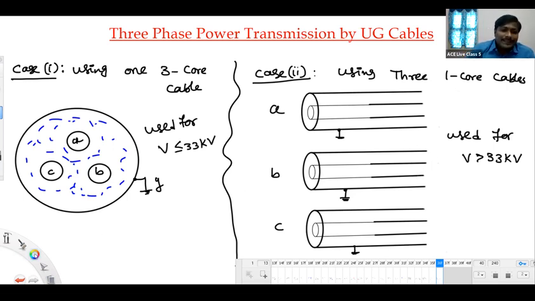Next, as I said, we have to concentrate mainly on the capacitance calculation. Capacitance per phase in the first case is nothing but the capacitance of any one of the single-core cables.